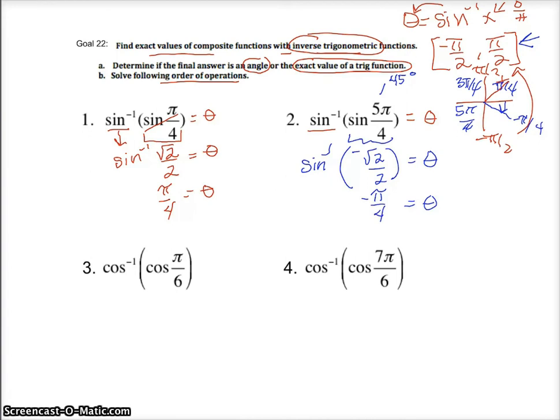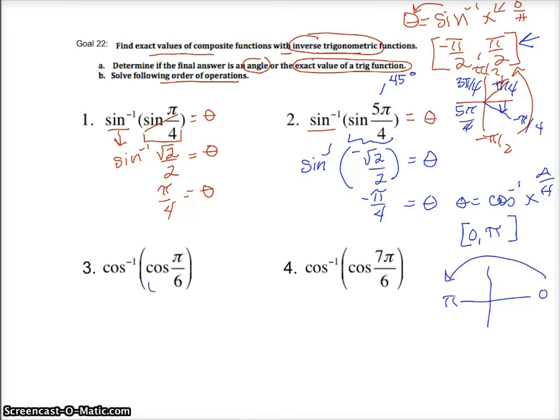Let's take a look at number 3 and 4. Here we are evaluating cosine. Let's go ahead and review. The range for inverse cosine is 0 to pi. And remember, x represents adjacent over hypotenuse in this case. So we'll be looking between 0 and pi.